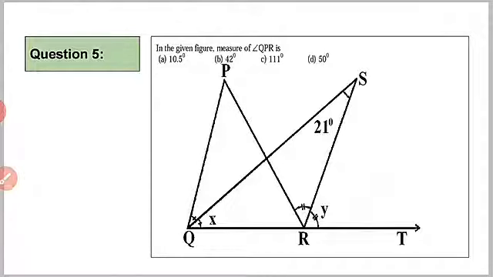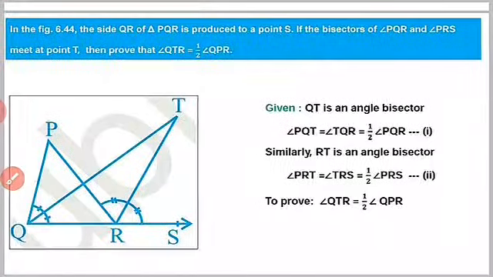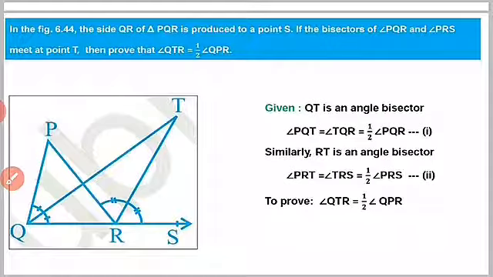Question number 5. In question number 5, we have been given the following diagram and we need to find the angle QPR, meaning this angle. Before we do this question, let us see question number 6 of exercise 6.3. It is the same question.